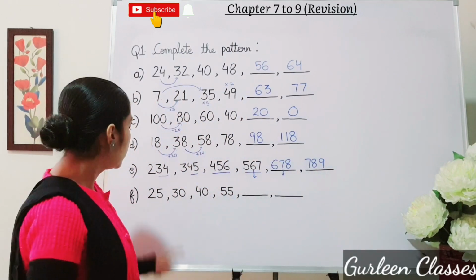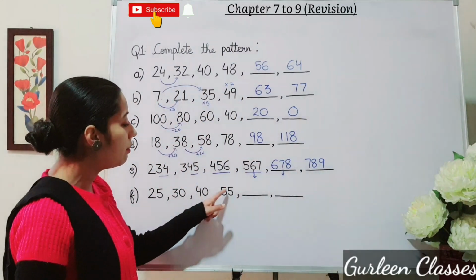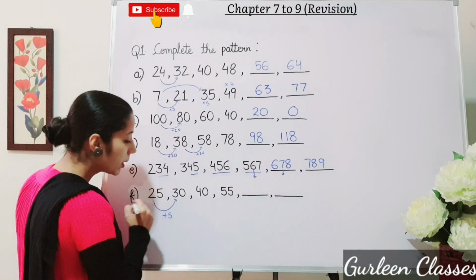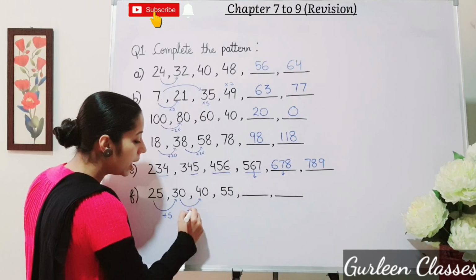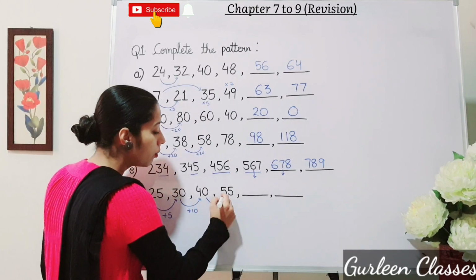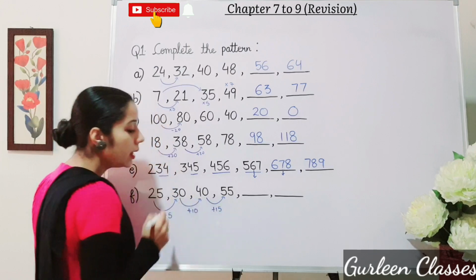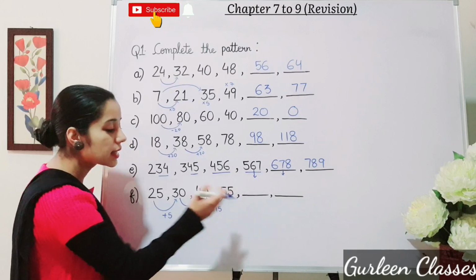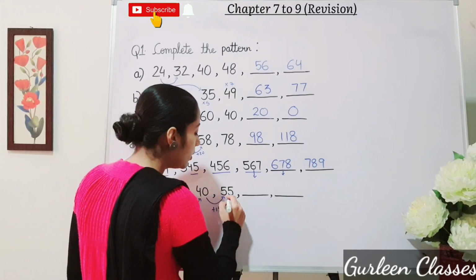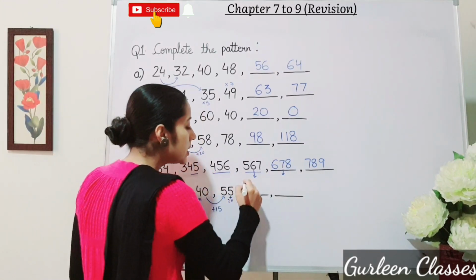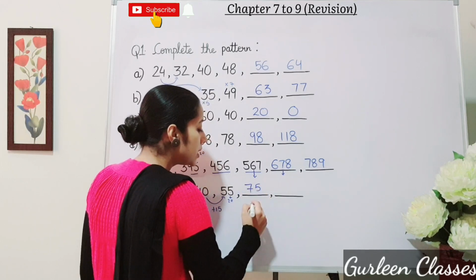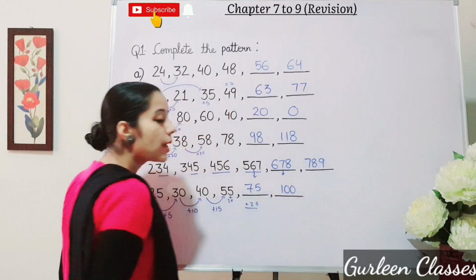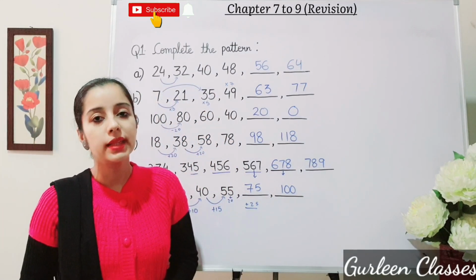Now F part: 25, 30, 40, 55. See the pattern here. 25 plus 5, 30. 30 plus 10, 40. 40 plus 15, it is 55. So means 5, 10, 15. Next number will be 20. So 55 plus 20, it is 75. Then 75 plus 25, it will be 100. So I hope students, now you are able to complete the patterns.